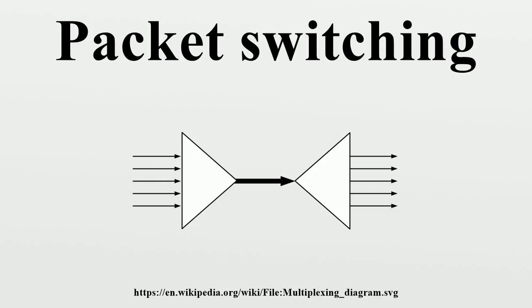Connectionless and connection-oriented modes. Packet switching may be classified into connectionless packet switching, also known as datagram switching, and connection-oriented packet switching, also known as virtual circuit switching. Examples of connectionless protocols are Ethernet, Internet Protocol, and the User Datagram Protocol. Connection-oriented protocols include X.25, Frame Relay, Multi-Protocol Label Switching, and the Transmission Control Protocol.